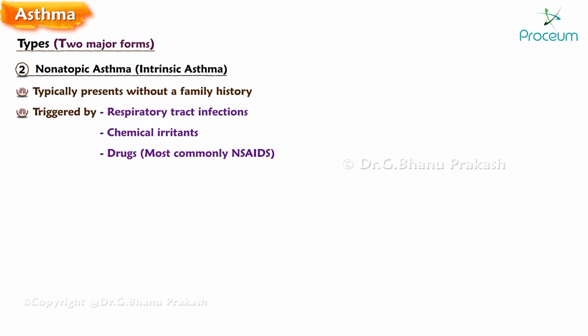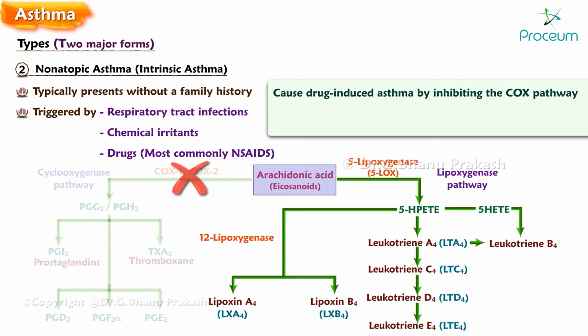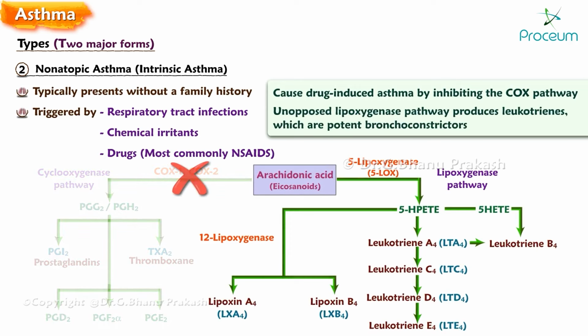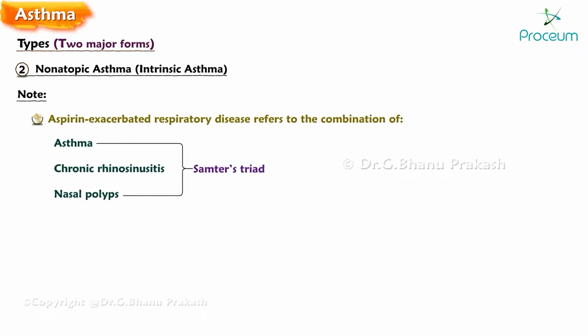Most commonly, NSAIDs. NSAIDs can cause drug-induced asthma by inhibiting the COX pathway. This leaves the unopposed lipoxygenase pathway that produces leukotrienes, which are potent bronchoconstrictors. Note: aspirin-exacerbated respiratory disease refers to the combination of asthma and chronic rhinosinusitis with nasal polyps. These features are also known as Samter's triad.